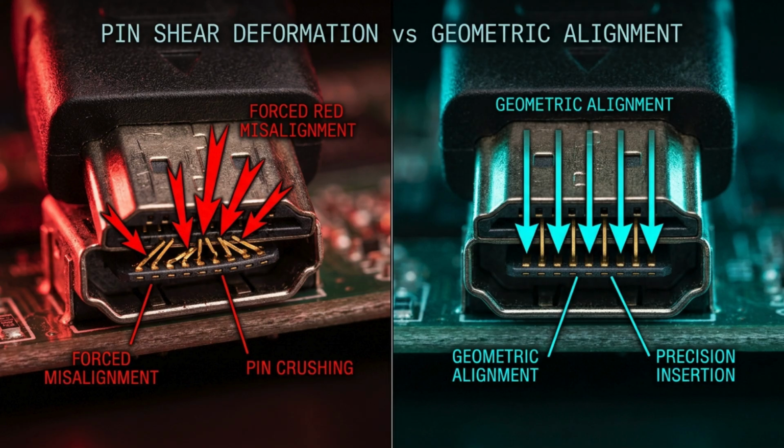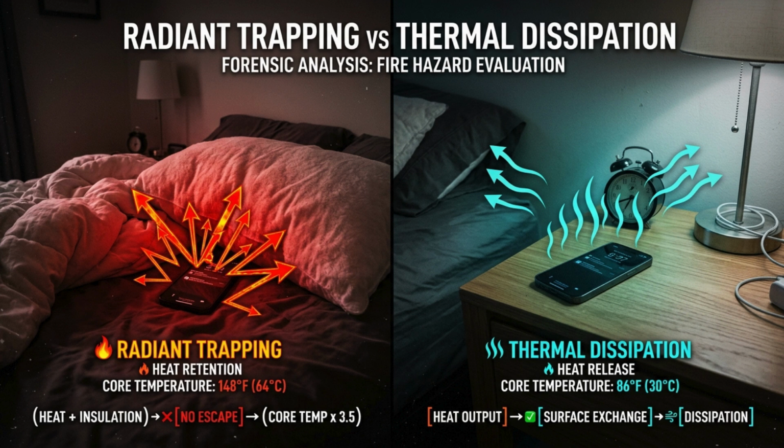Pin shear deformation, asymmetrical alignment error. Forcing a USB or HDMI cable in blind is a mechanical failure. The asymmetrical connector mathematically crushes the microscopic gold-plated pins against the housing, permanently destroying the electrical data transfer matrix. Absolute visual alignment is required.